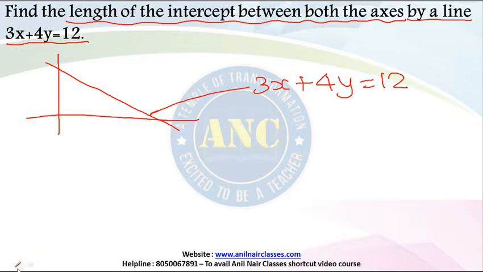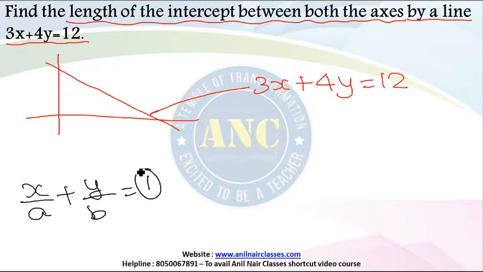Now see here, sir. I know that the intercept form of the line is given by x by a plus y by b is equal to 1. That means my right hand side value should be 1. But here the right hand side value is 12. I should make that 12 become 1. Divide by 12. 12 by 12 is 1 only, right, sir? Left hand side also divide by 12.